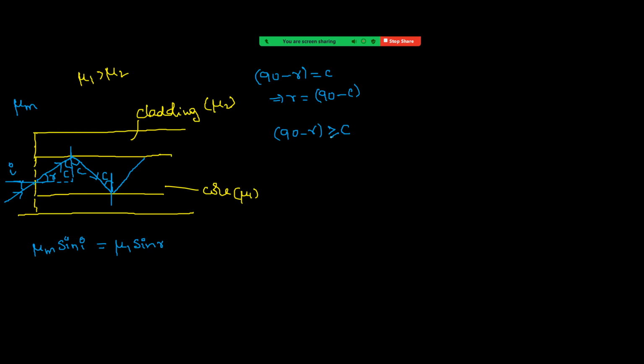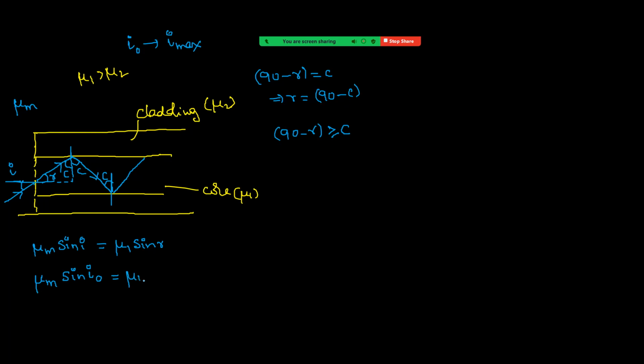Now take the limiting case, slightly greater than C. Okay, I am taking here 90 minus r equal to C. That implies r equal to 90 minus C. So when we are taking this, remember the i value is maximum. So I will write here mu of the medium sin, let us take that maximum value as i naught. I will write here i naught is the maximum value of angle of incidence. Okay. I am taking it as i naught. So in the place of r we can take 90 minus C, only in this case.